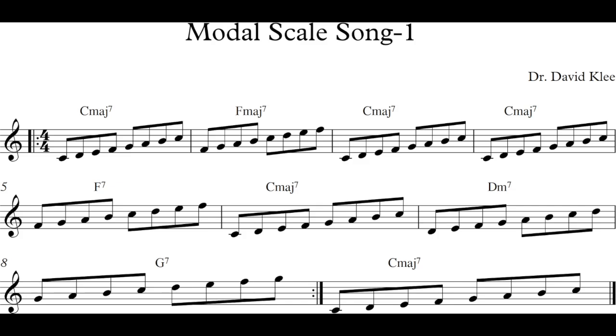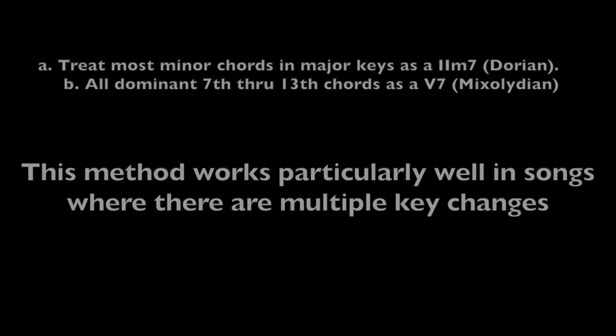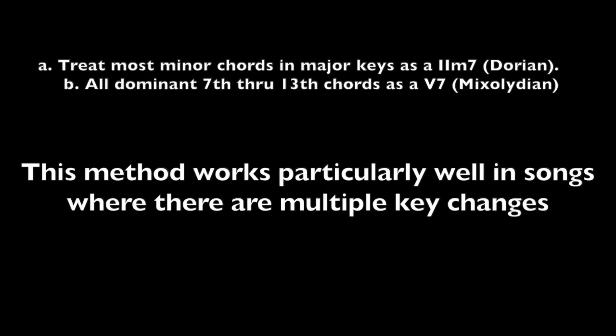Now, if you notice with the next example, I've got the modes written out in this little song. The modal method that I use most and teach is to treat most minor chords in major keys as 2 minor 7 or Dorian. I think of all dominant 7th and 9th chords, etc., as a 5-7 or Mixolydian. If all of the chords in the song are in the key of the song, then you could just use the chords as is and use them as they fall in the song.